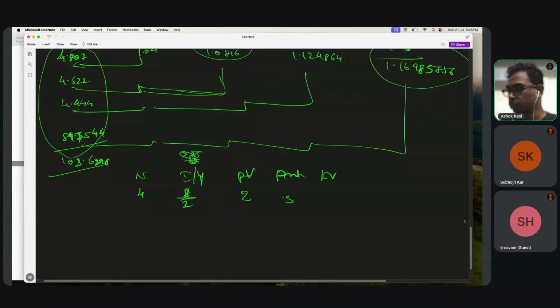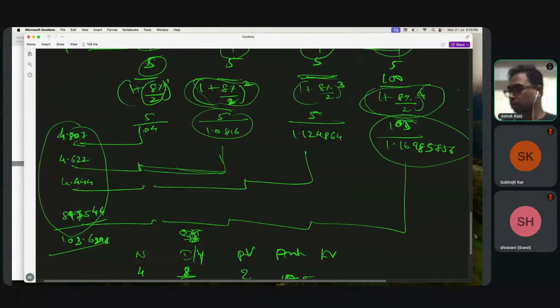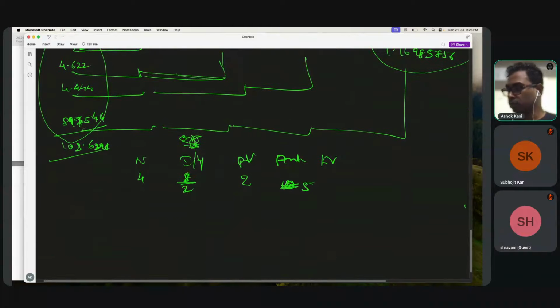Present value you have to calculate. Payment is not 10 rupees, it is 5 every time. And future value is 100. When you compute present value, it will come to minus 103.62, this number.